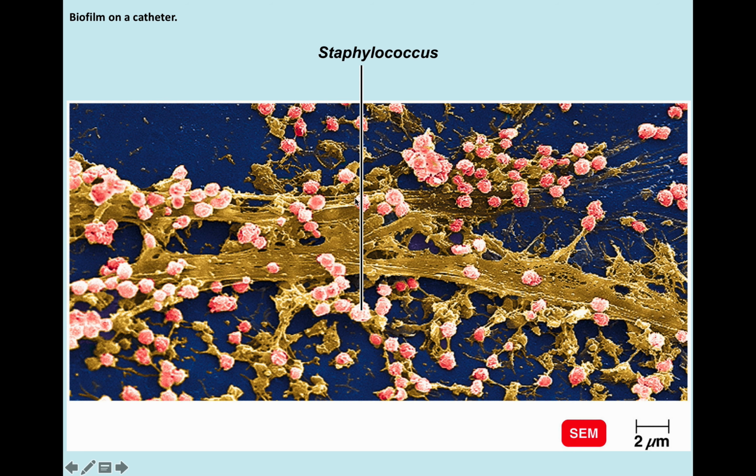Here's an image of a Staphylococcus aureus biofilm on a catheter. So here you see the biofilm itself is this polysaccharide secretion, very thick layers of this mucus-like material, allowing the bacteria to attach to the surface of the catheter and actually have little tunnels which help transport nutrients to the cells themselves.